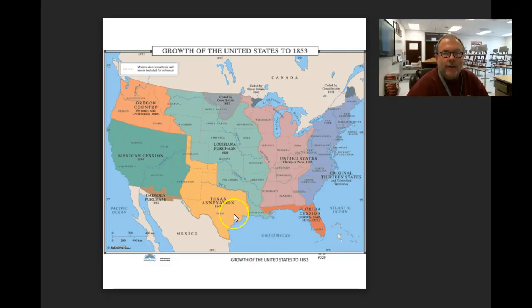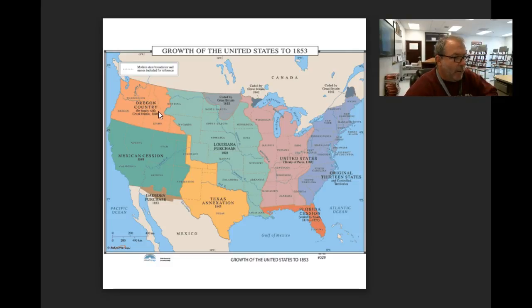In 1836-37, Americans living in Texas fought a revolution against the Mexican government and won their independence from Mexico. And then in 1845, the United States annexed Texas and made it part of the United States. In 1846, an agreement was made with Great Britain to extend the 49th parallel all the way out to the Pacific Ocean, and we were able to gain the Oregon Territory.